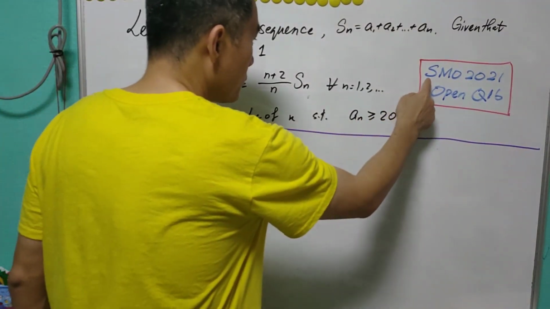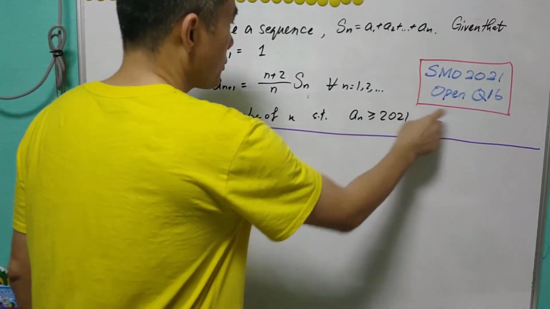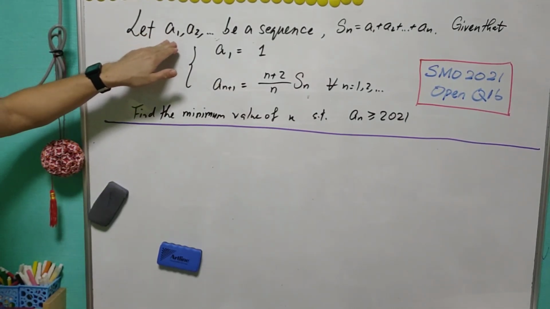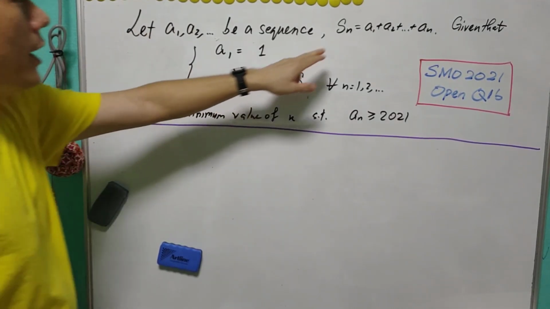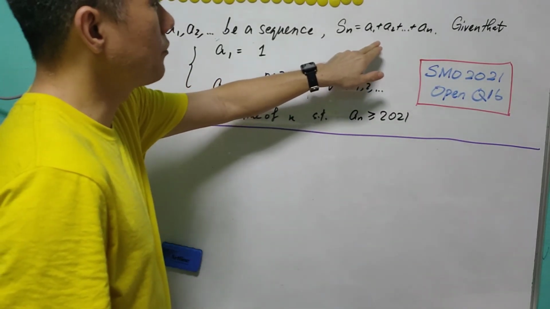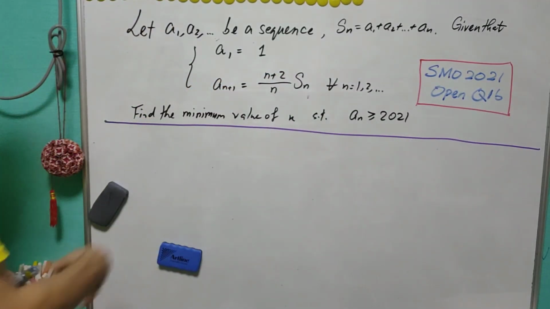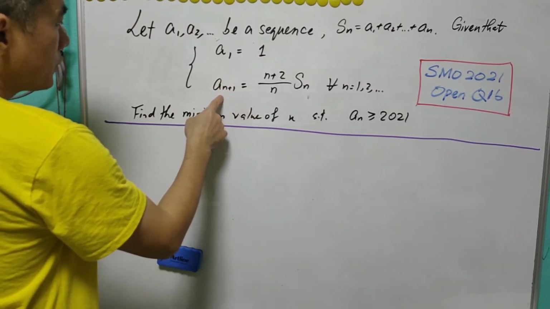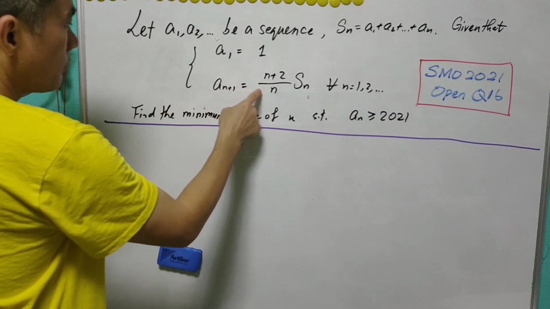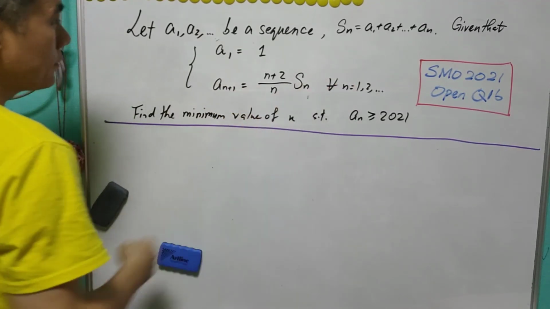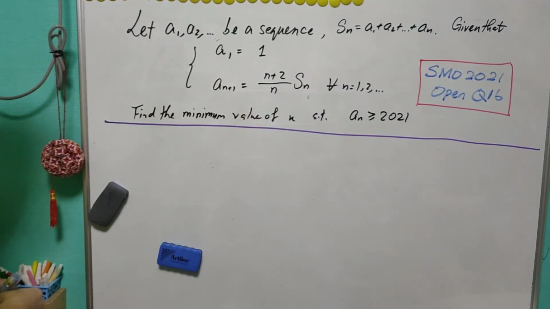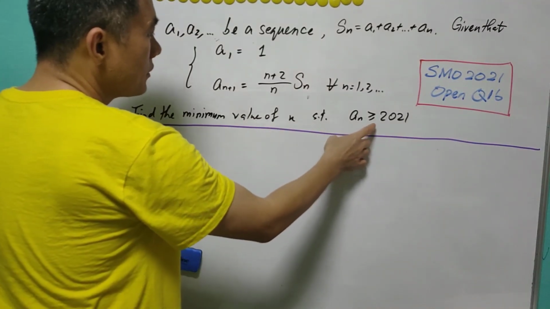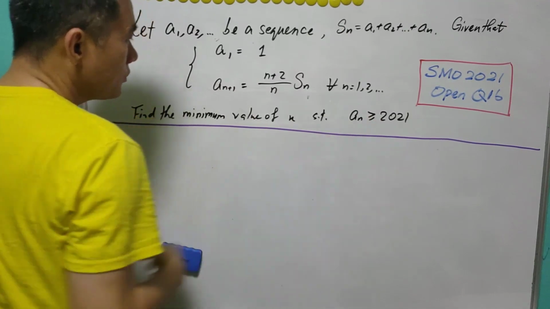This question comes from SMO 2021 Open Section, question 16. Given that a1, a2, ... is a sequence where Sn represents the sum of the first n terms, the first term is equal to 1, and a(n+1) equals (n+2)/n times Sn for all n equals 1, 2, and so on. We are asked to find the minimum value of n such that an is at least 2021.